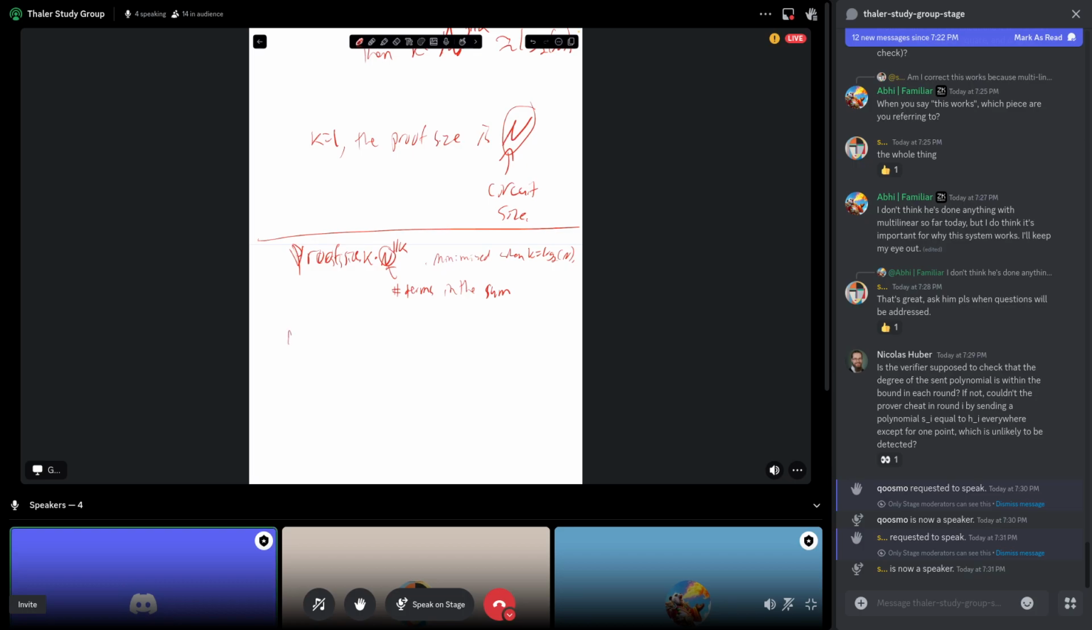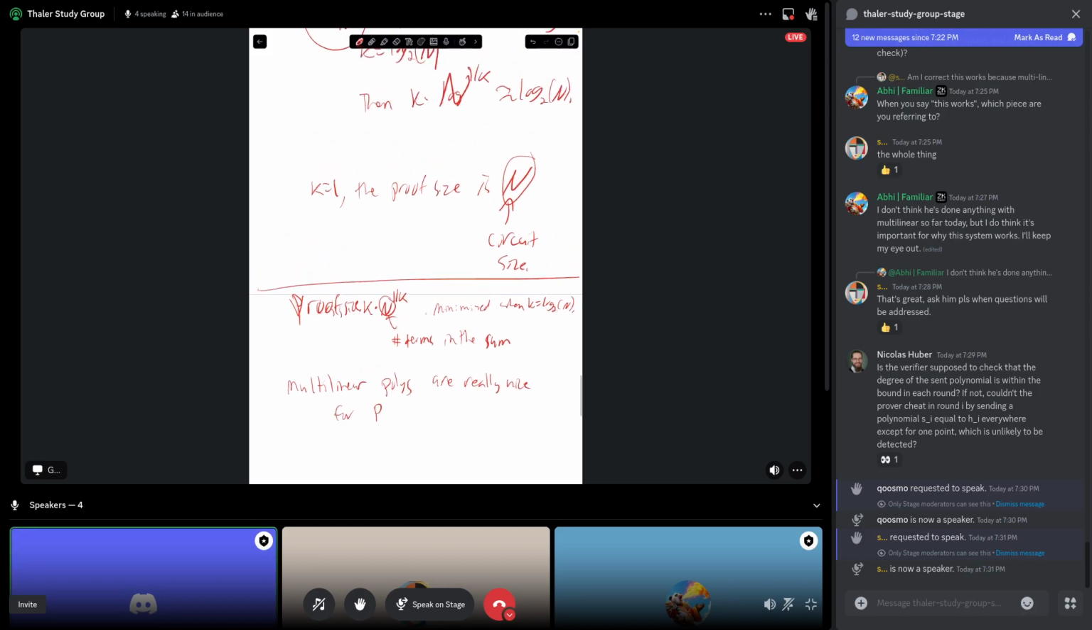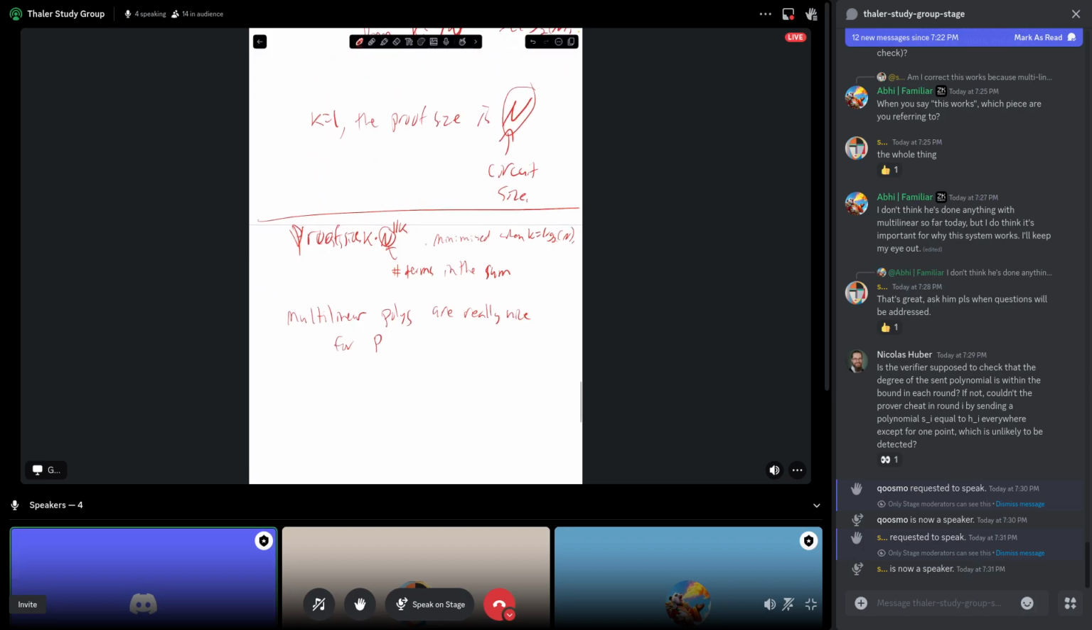Furthermore, when you use multilinear polynomials, they're really nice for the prover. We haven't discussed how the prover computes the message it's supposed to compute in each round. Is it basically because he can cache the values while he goes through the rounds?